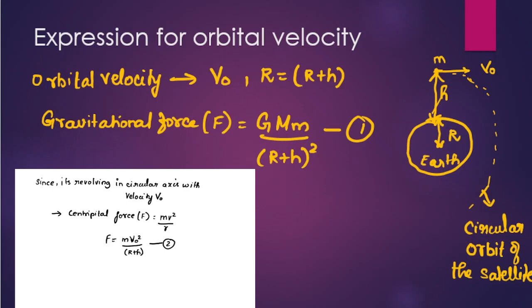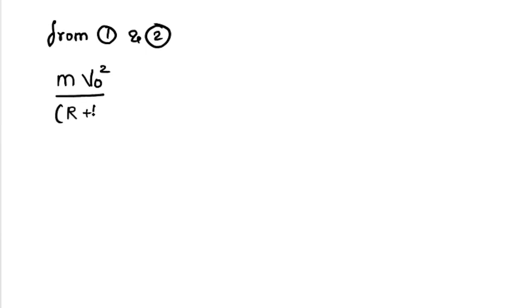So from 1 and 2, what can I say? From 1 and 2, I can say that mv square by r plus h will be equal to G capital M small m by r plus h, the whole square. Now the mass m and m can be cancelled, and one r plus h and r plus h can be cancelled. So this is your V naught. Simply you can name it V naught, because it is the orbital velocity of the satellite.